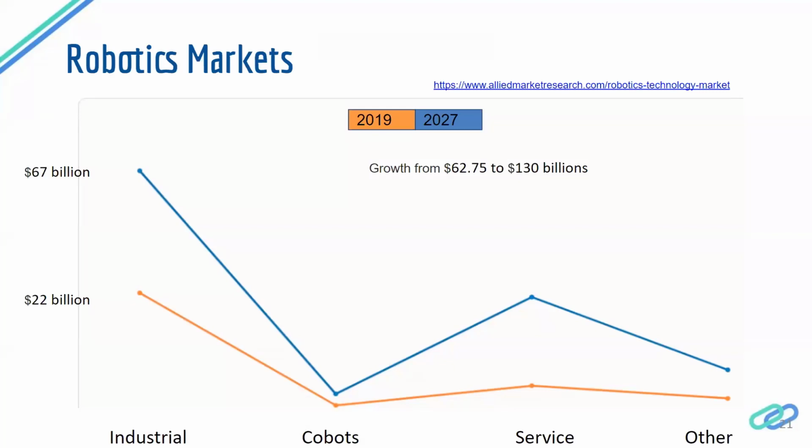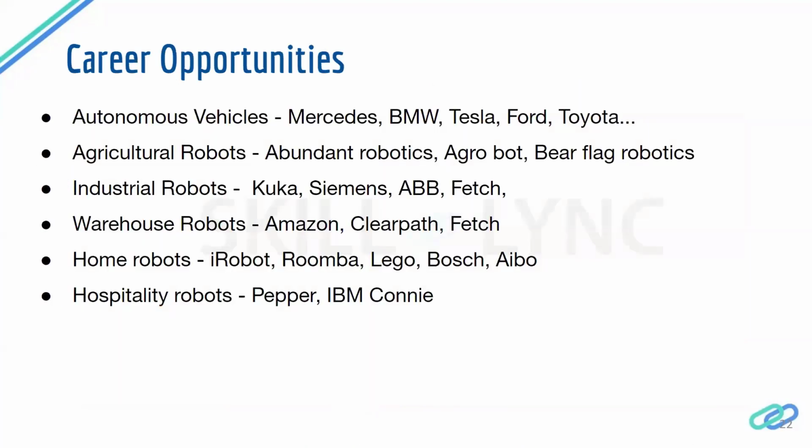So we will see that currently the industrial robotics market is at 22 billion, and it's expected to reach 67 billion in the next 8 years, which is a huge growth and a huge scope for robotics engineers or enthusiasts. And also there is an increase in cobots, service robots, and others like space robots and in the service industry. Let's look at some of the companies that are working in the different fields that are providing opportunities if you have knowledge in this domain, in planning or in the robotics domain.